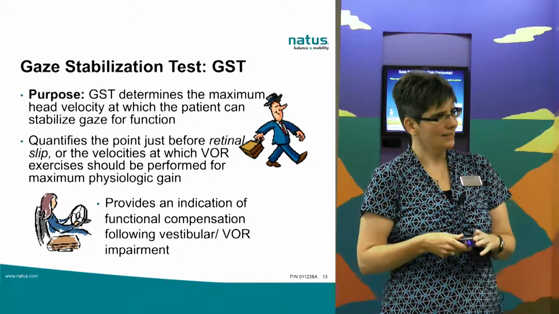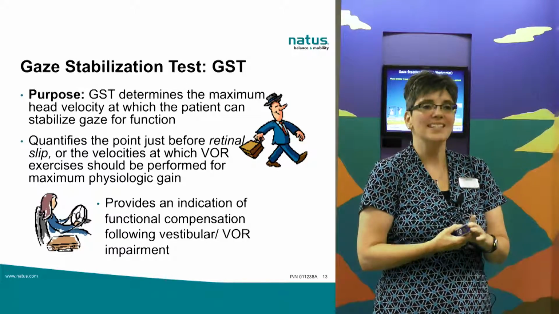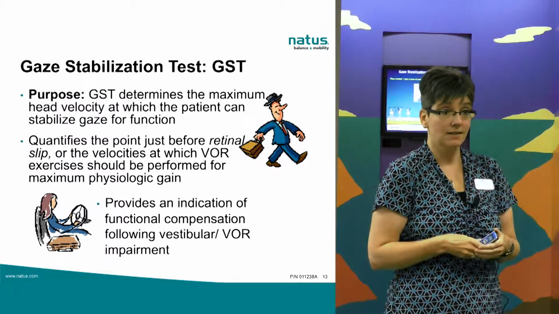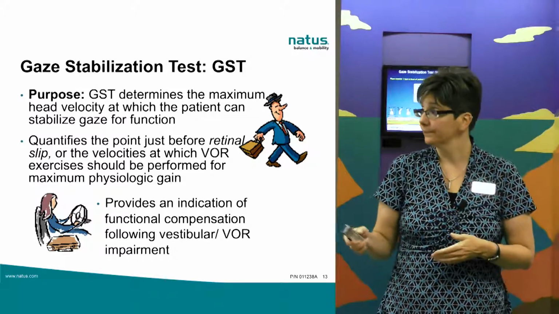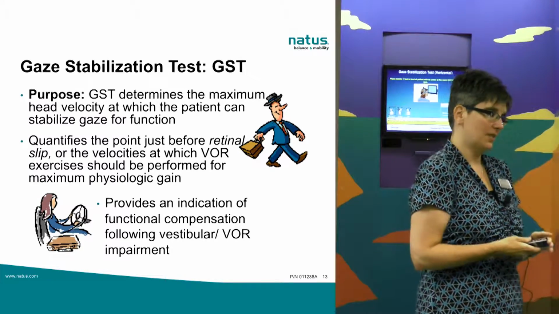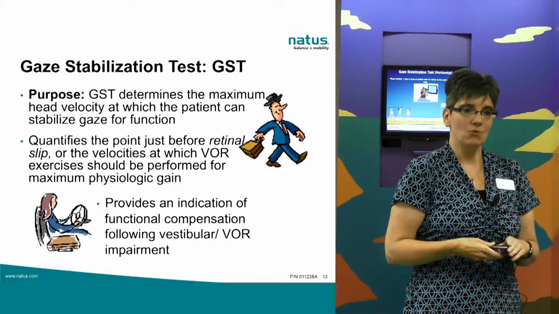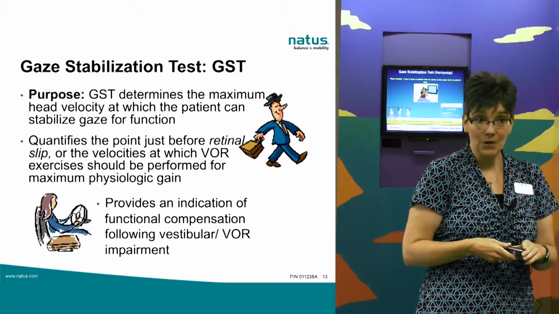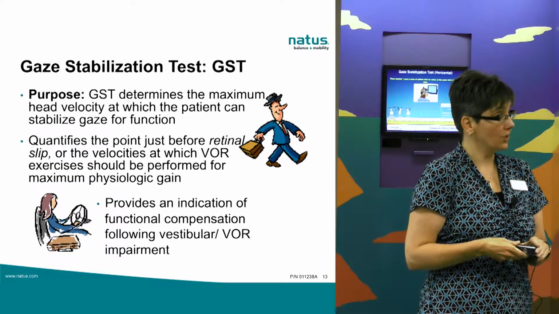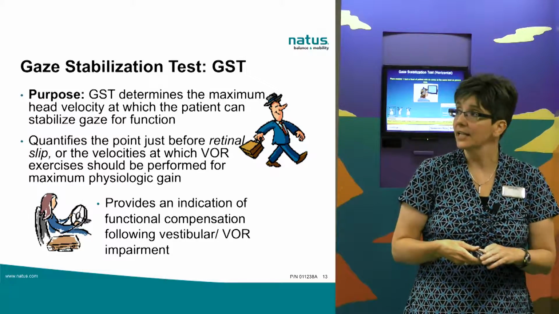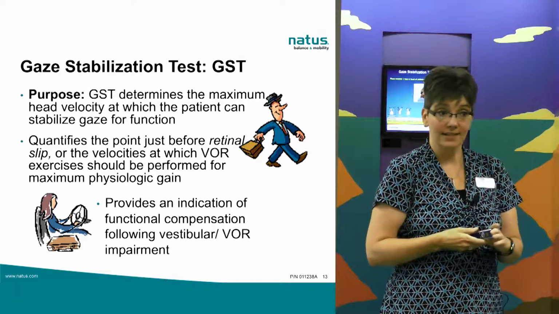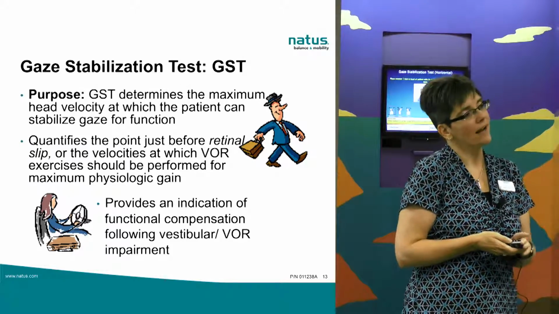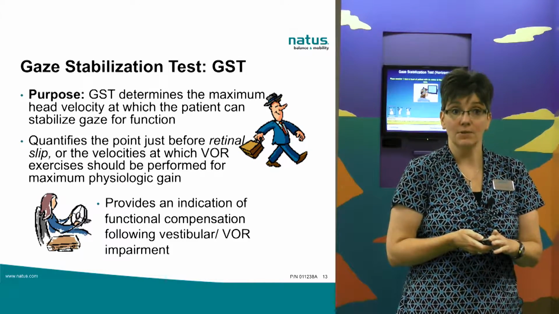What the gaze stabilization test is asking is, what's the maximum velocity that this patient can move their head and still maintain stable visual clarity? For the rehab therapist, the vestibular therapist, this is a really nice tool because it actually gives us the precise speed at which retinal slip occurs, and it'll help us develop our home exercise programs to be very specific to the patient. We can also compare left side to right side. Just like the DVA, we can compare left side to right side. And this is going to give us more of an idea of how the patient has compensated for their vestibular loss or their injury.